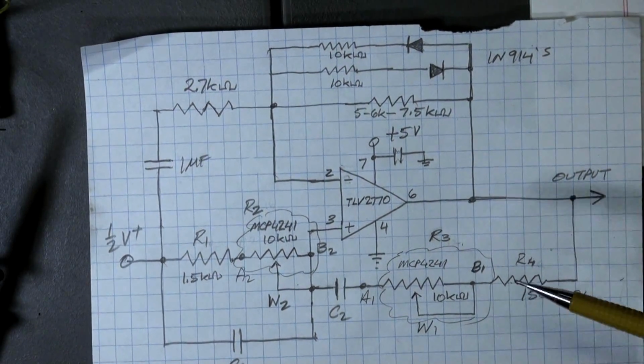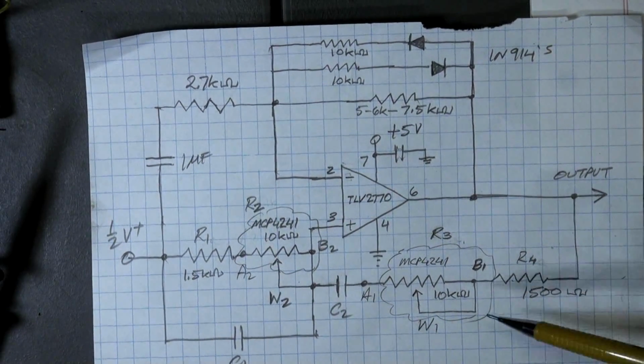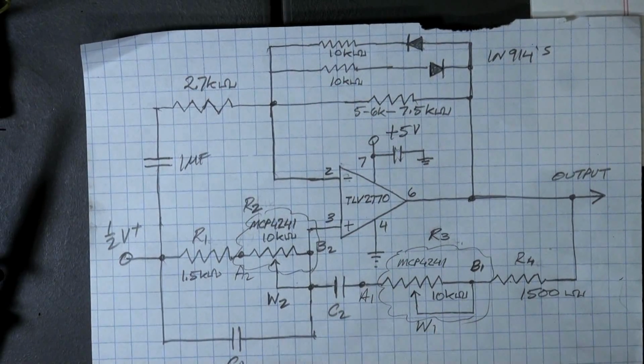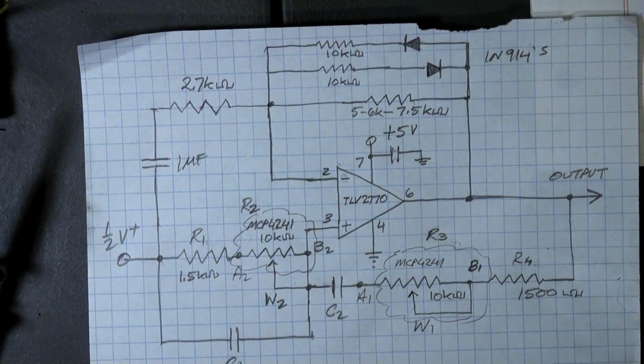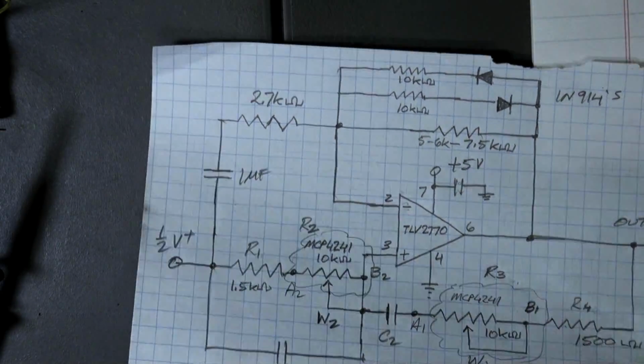And these are the capacitor, resistor, digital potentiometers that were used to adjust the frequency in the previous video. And so what have we done now that is different? Okay, let's have a look.